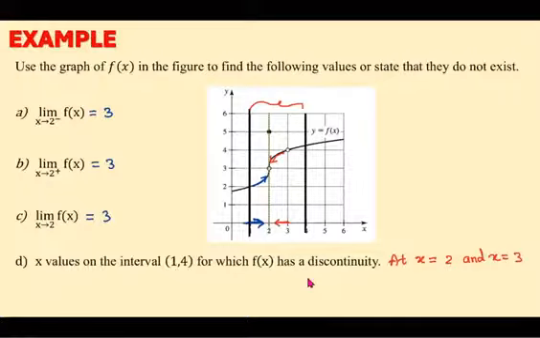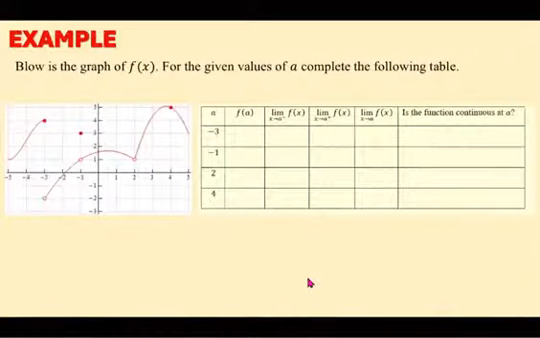Okay, let's look at one more example. So here we have the graph. Below is the graph of f of x, which is given to you. And for the given values of a, these are the different values of a, we have to complete the table. So let's see how we can do this. The first one is we have to look at -3. Here is -3. If you want, you can draw a vertical line there like that.